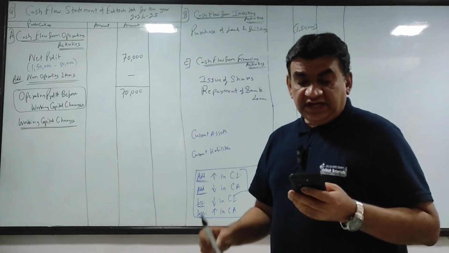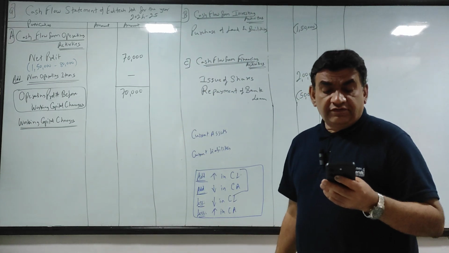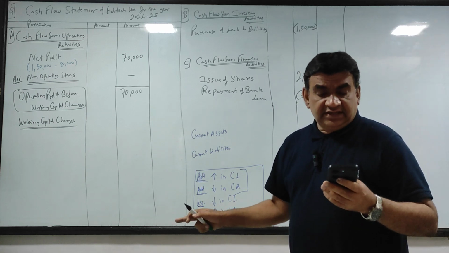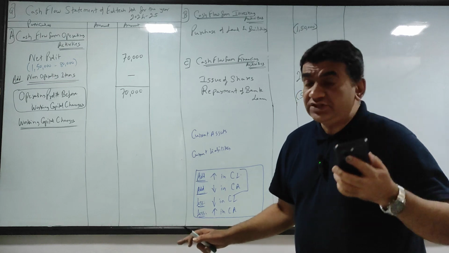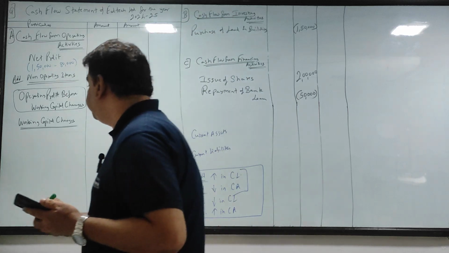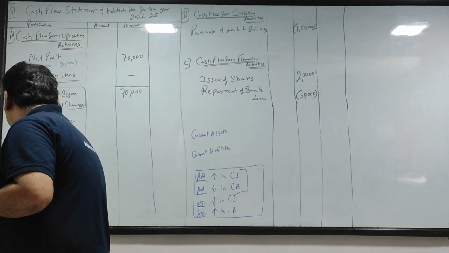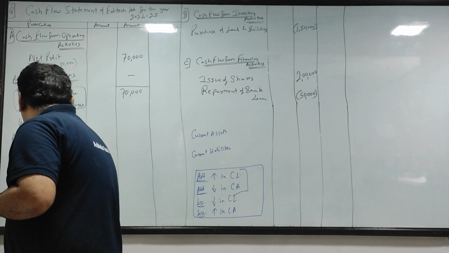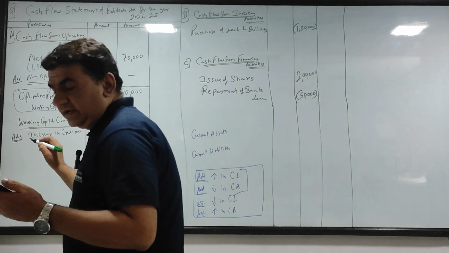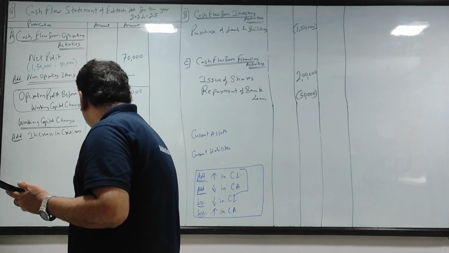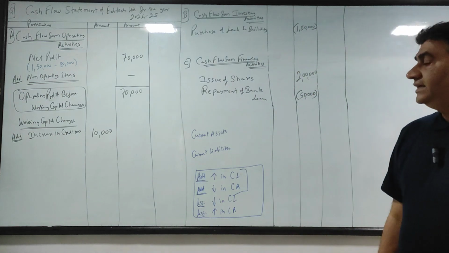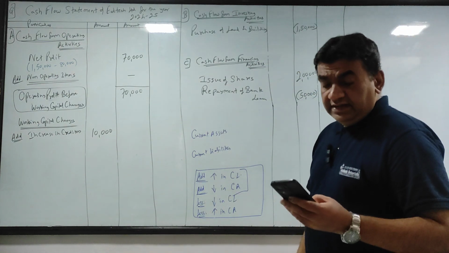Now let's take one by one. Creditors, look, 40 became 50. Now what we will do, first we will take the addition. Creditors went from 40 to 50, creditors increased, increase in current liabilities we add. So we'll come here, add increase in creditors. Now when you take the difference, put the difference in the first column. Add increase in creditors 10,000.